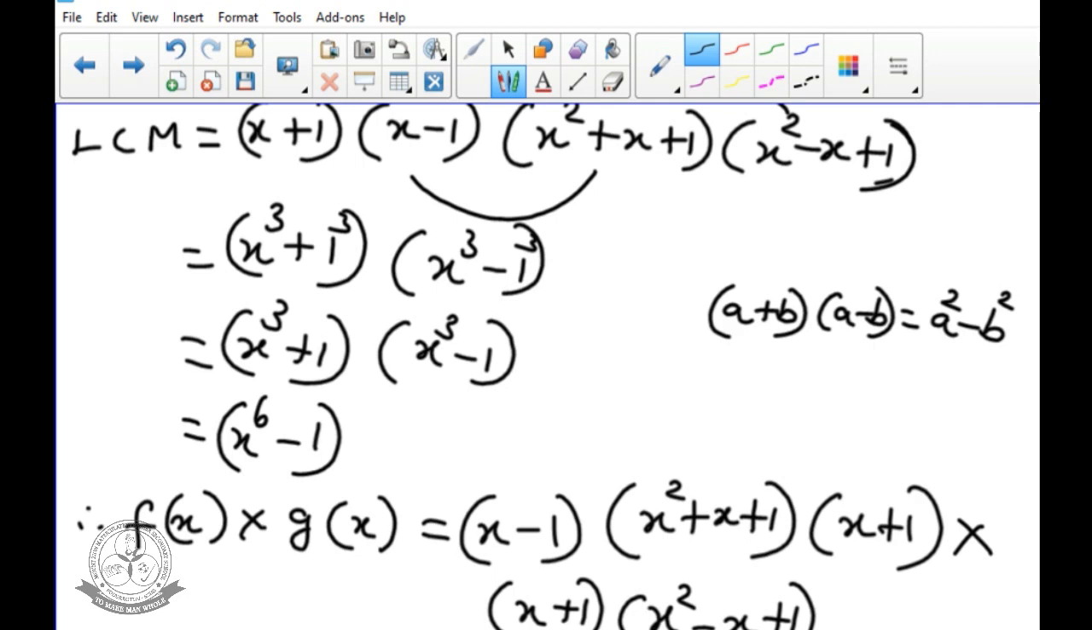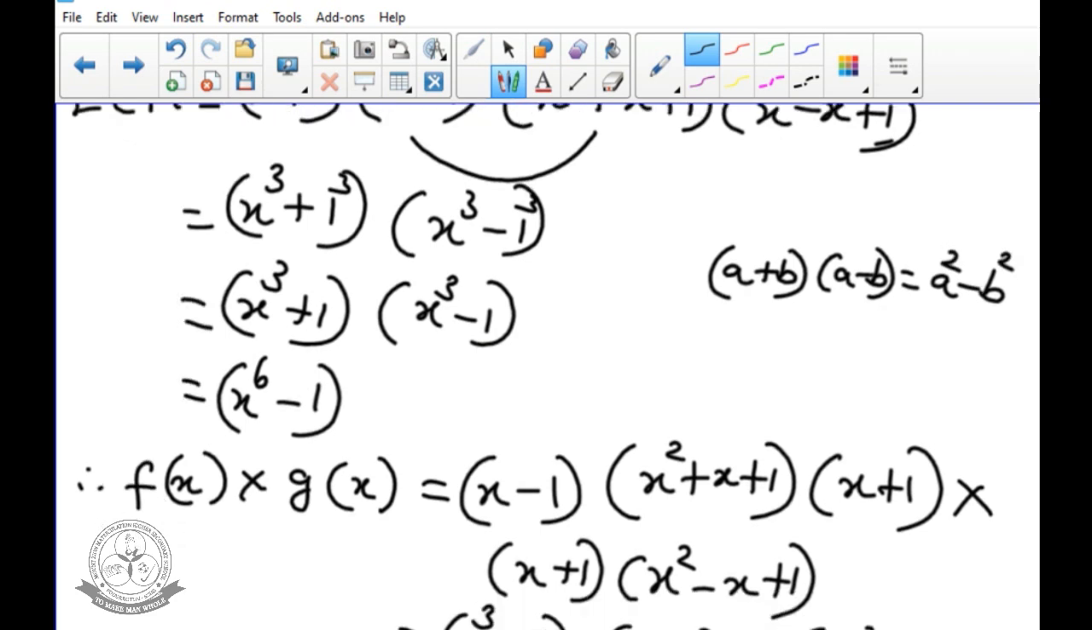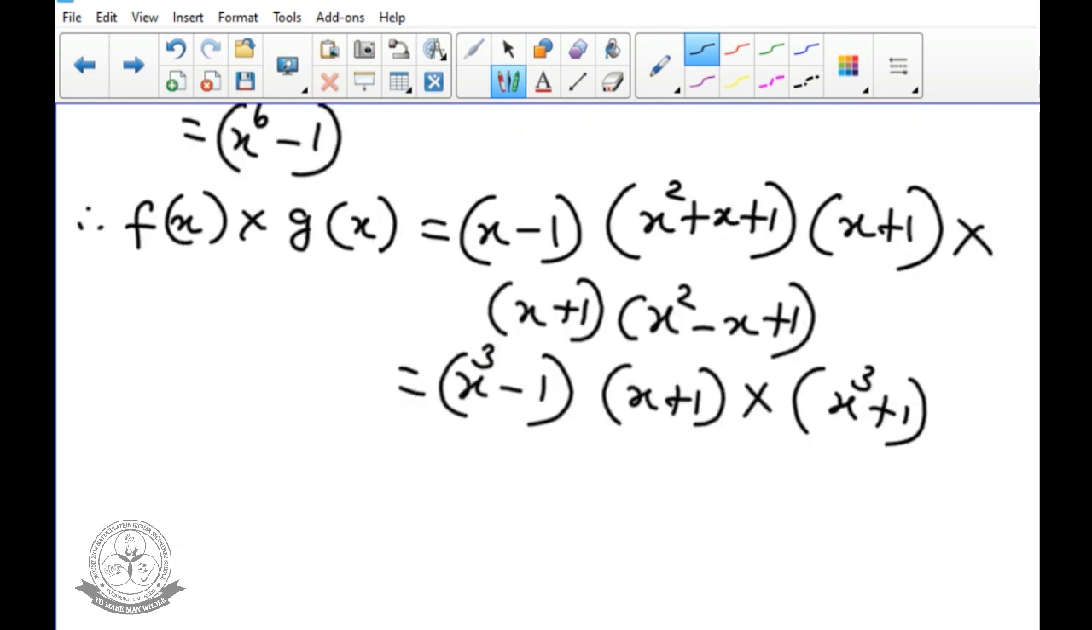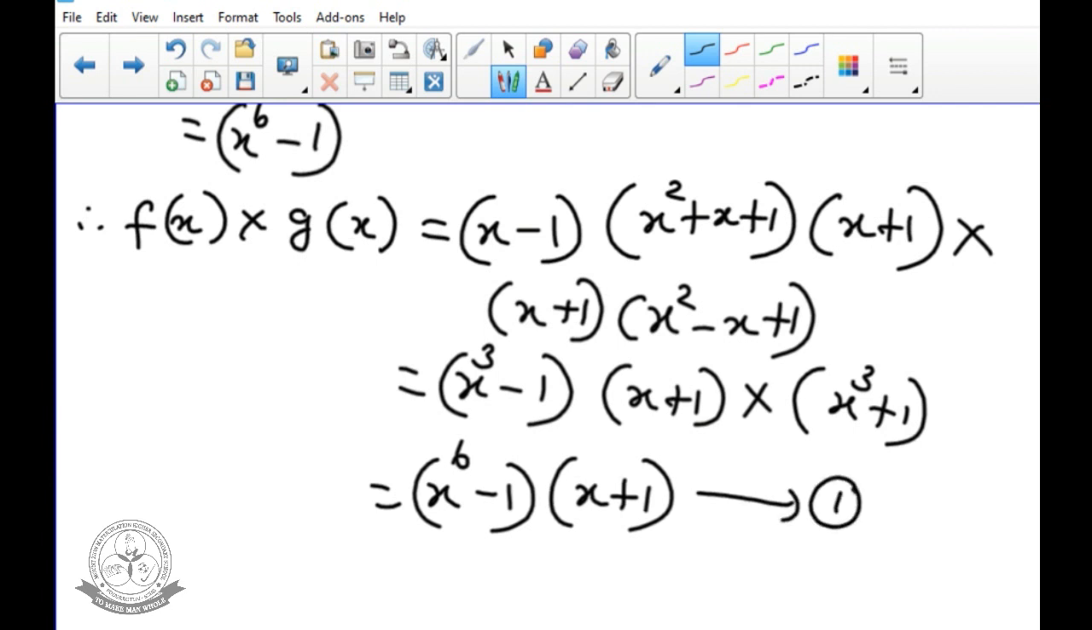Next, the other two terms, (x plus 1) into (x squared minus x plus 1), give x cubed plus 1. Again we have to multiply these two: (x cubed minus 1)(x cubed plus 1), that is (a minus b)(a plus b). Here a is x cubed, so a squared means x cubed the whole squared. So x to the power 6 minus 1 into x plus 1. Keep this as equation number 1.